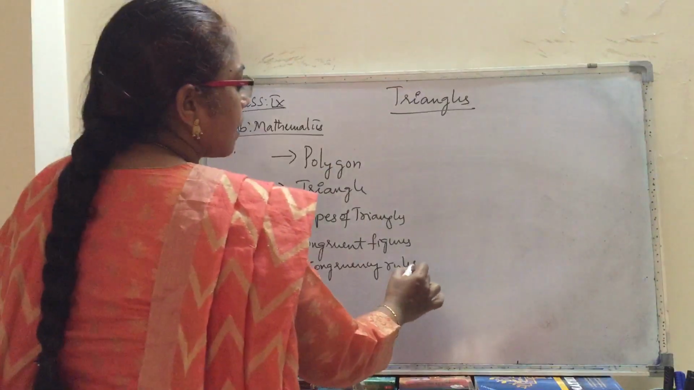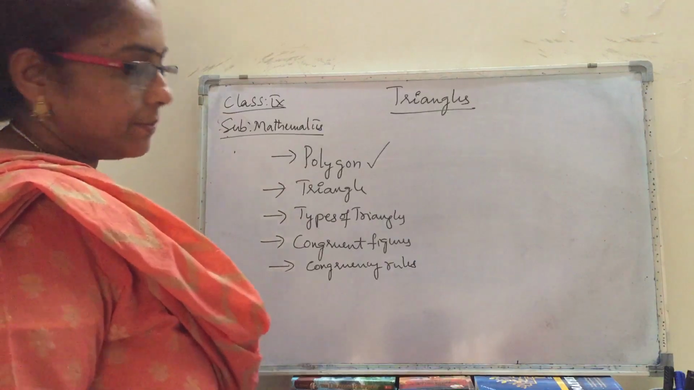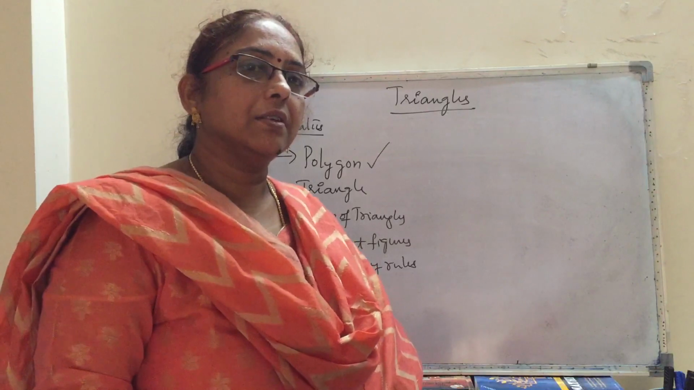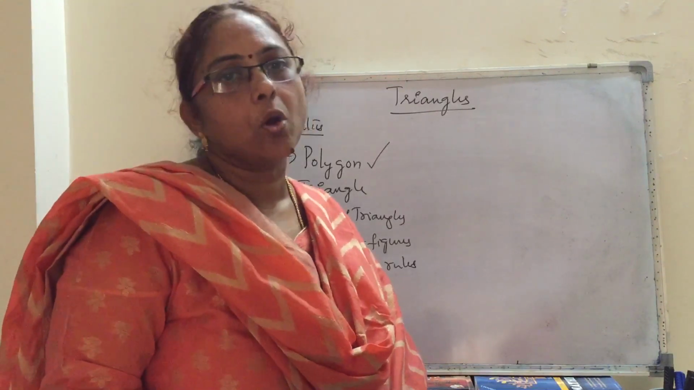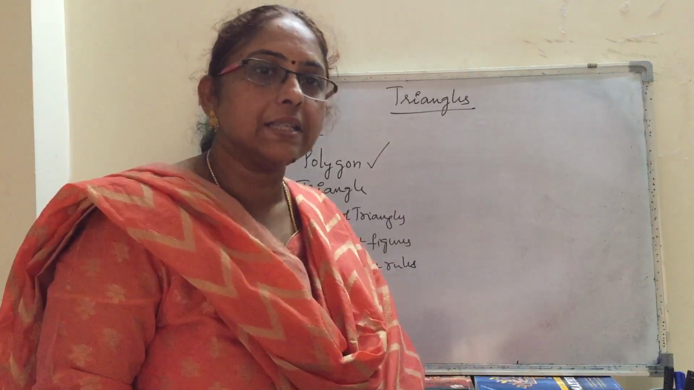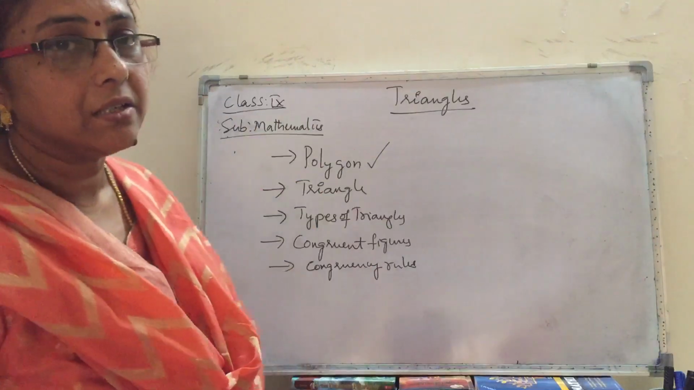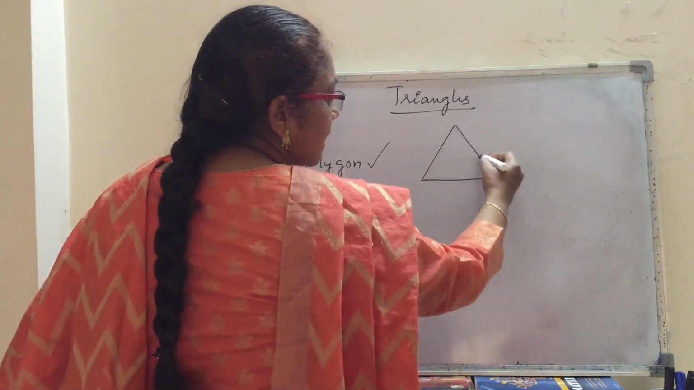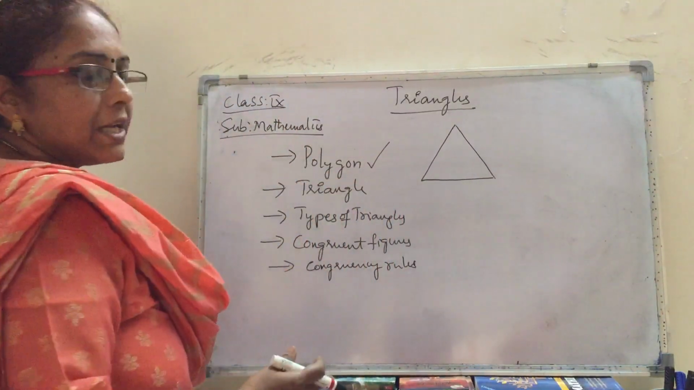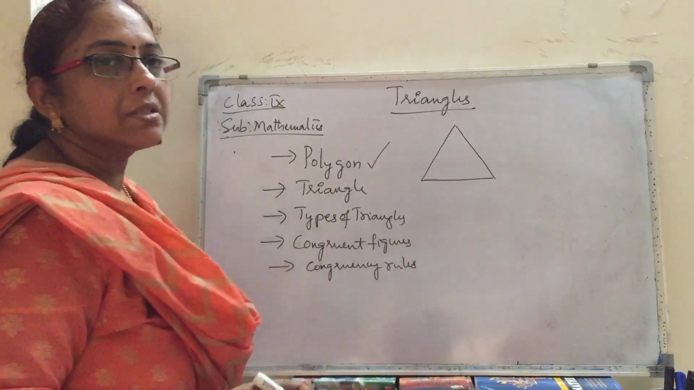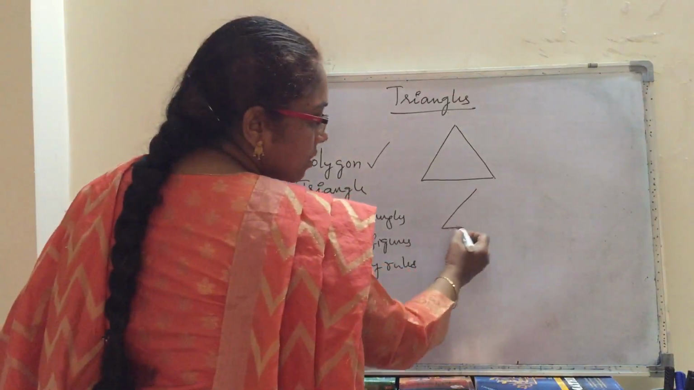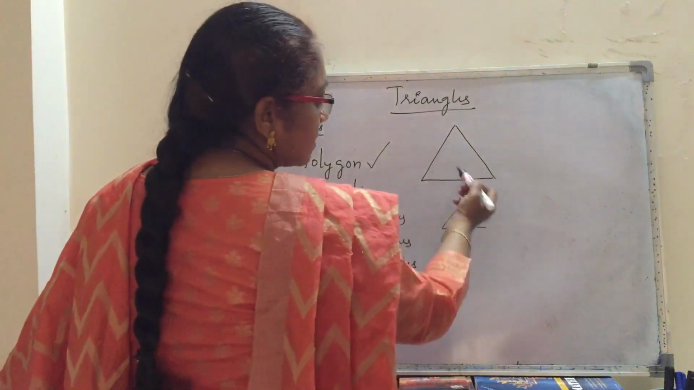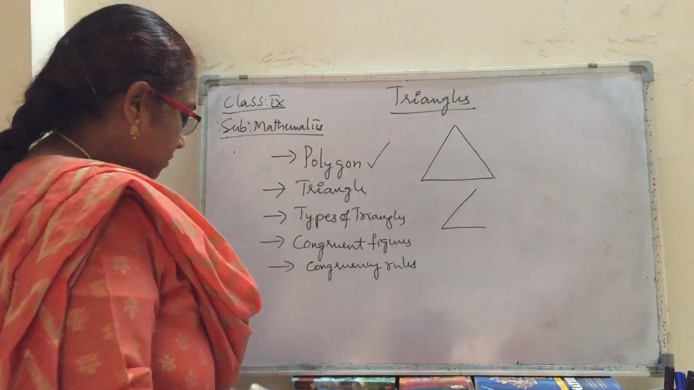Okay. First we will discuss polygon. What is a polygon, children? What is meant by polygon? It is a simple closed figure bounded by line segments. Polygon is a simple closed figure bounded by line segments. For closing any figure, how many minimum line segments are required? Can we close by using 2? Is it possible? No. So minimum 3 line segments are required to close any figure.